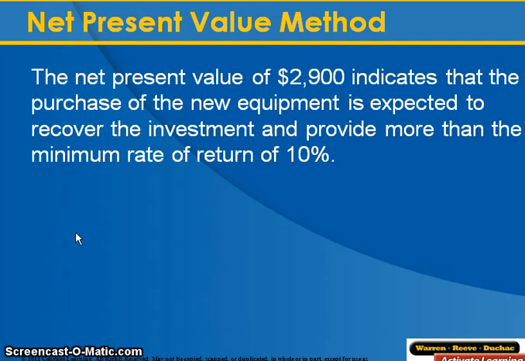The net present value of $2,900 indicates that the purchase of the new equipment is expected to recover the investment, pay for the investment, and provide more than the minimum 10% rate of return. So this would be something we would buy. Now remember, the net present value method is the most popular one based on that grid that we had earlier.